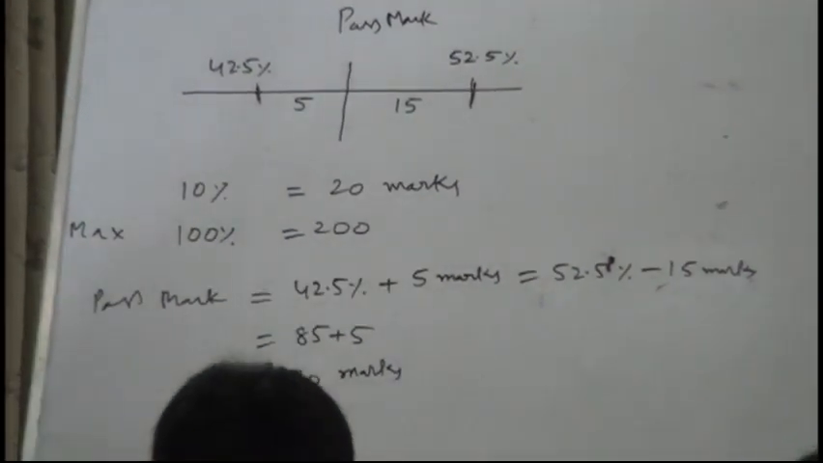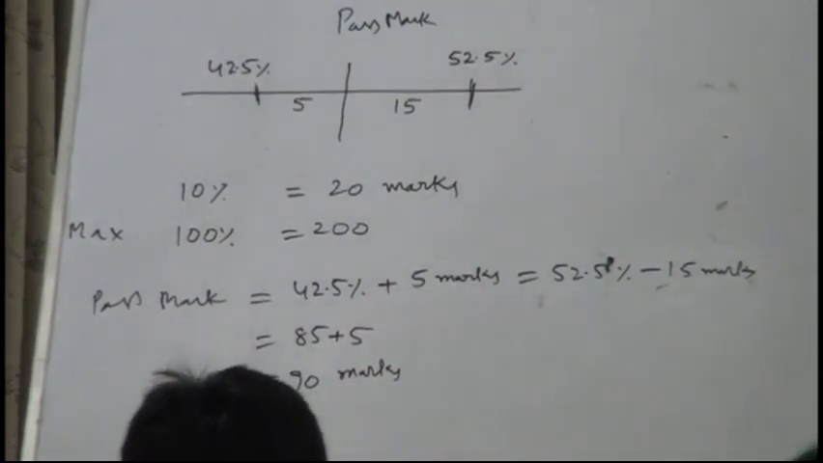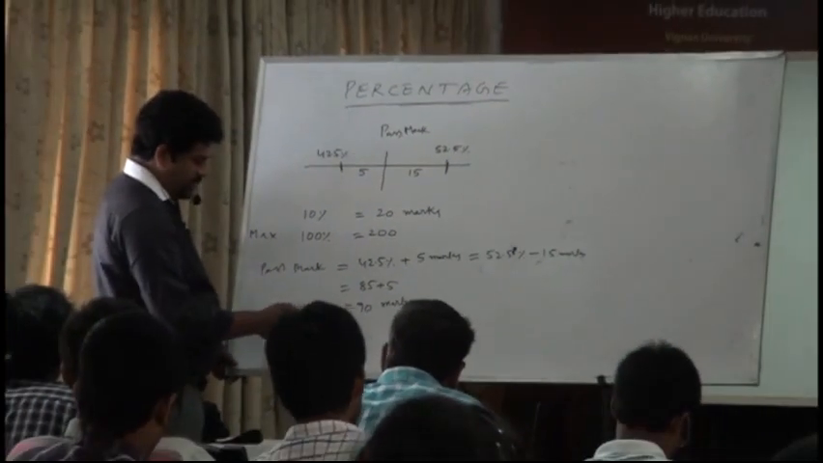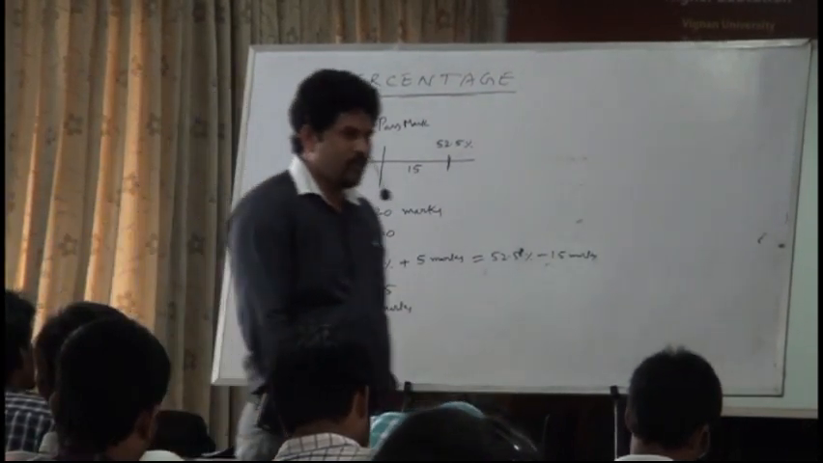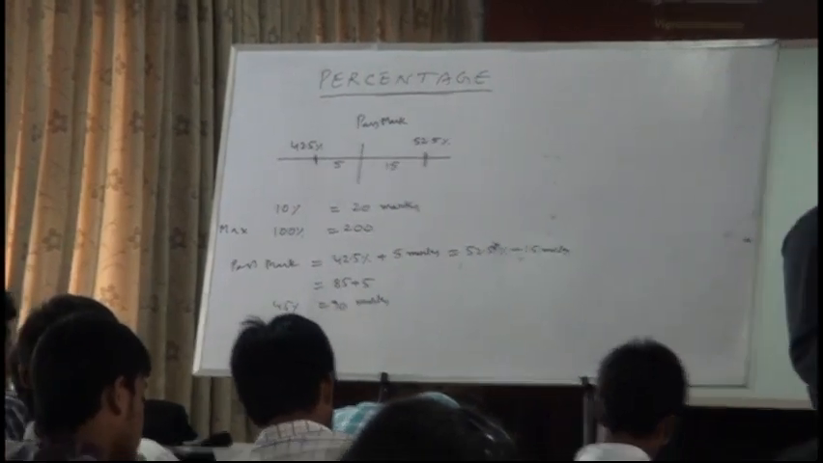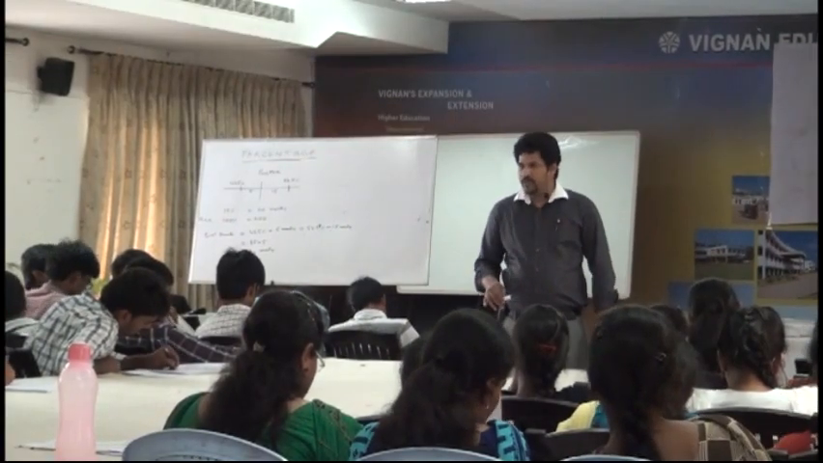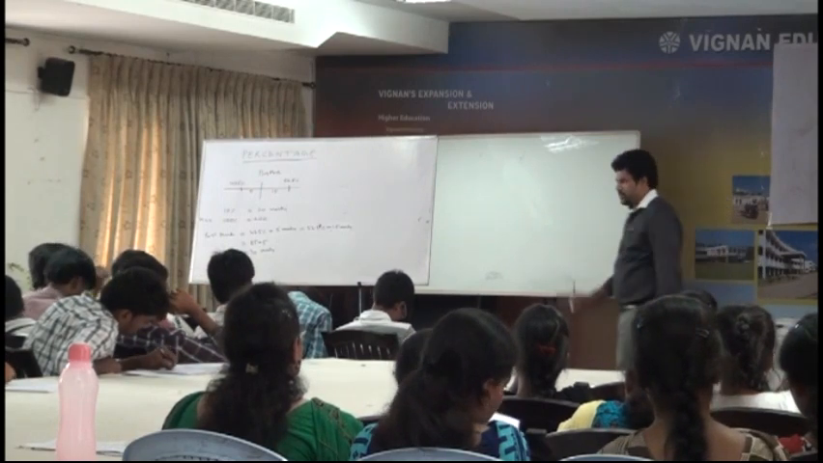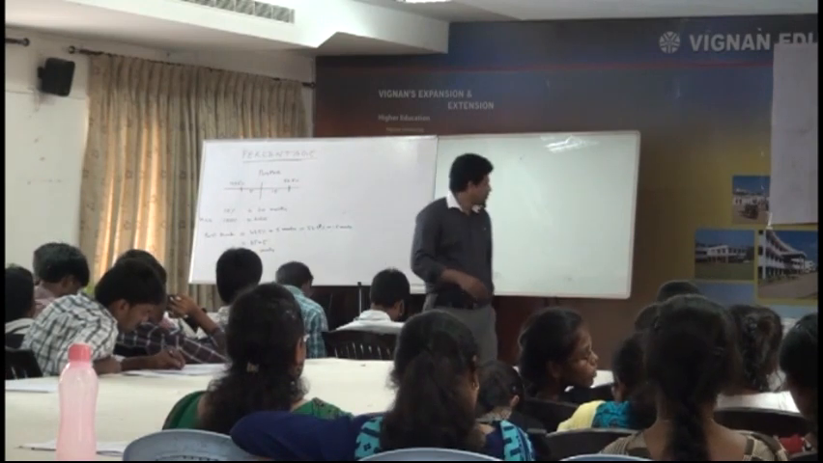Or he may ask you one more question on the same problem. What is the minimum percentage of marks required to pass the exam? Pass percentage, otherwise. Right? So 90 marks is nothing but 45%, because 1% is 2 marks. 20 marks is 10%. 2 marks is 1%. 90 marks is 45%. So he can ask you, he has to score 45% or he has to score 90 marks. Right? That is how the question can be asked. Next one.